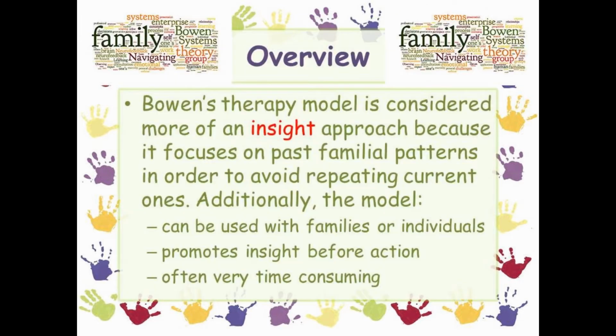When considering the family systems models, Bowen's theory is the most insight-oriented of the 4. Called the intergenerational model, counseling loosely integrates past generations of familial patterns into the therapy mix. It can be used with families or individuals and can also be quite time-consuming when compared to other systems approaches.